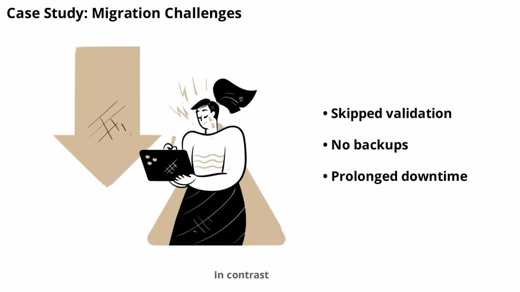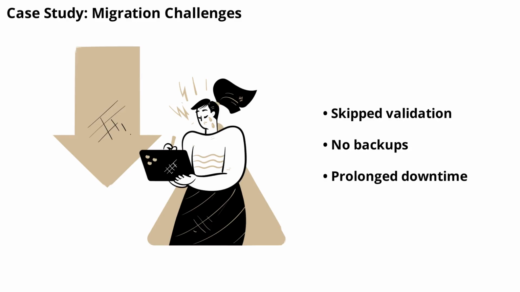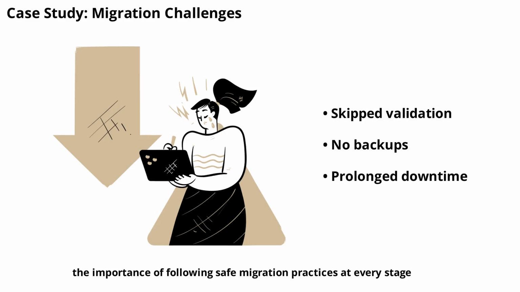In contrast, consider a migration project that faced significant challenges. The organization rushed the process, skipped data validation, and failed to back up critical information. As a result, they experienced data loss and prolonged downtime, impacting business operations. Recovery required extensive troubleshooting and delayed the project by weeks. This example underscores the risks of cutting corners and the importance of following safe migration practices at every stage.